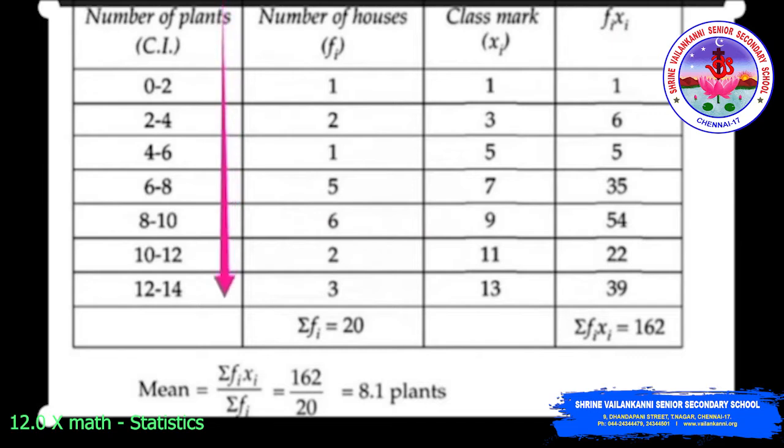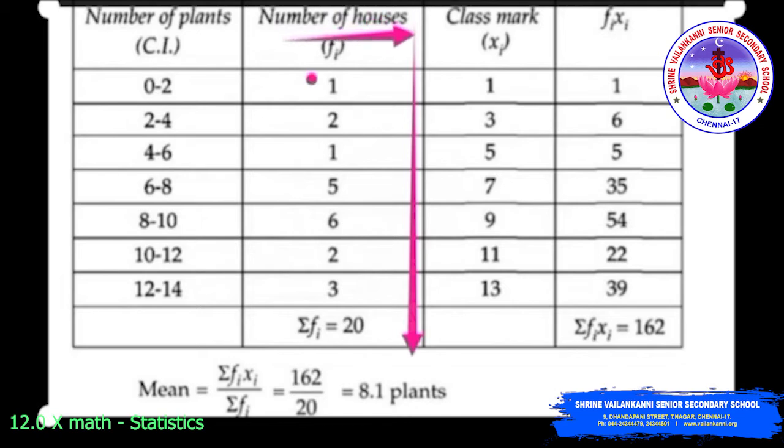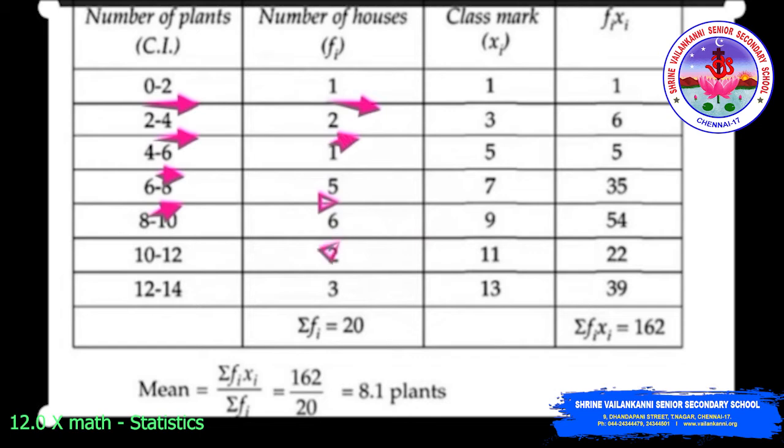In the first column, I am writing the number of plants arranged in class intervals: 0 to 2, 2 to 4, 4 to 6, 6 to 8, 8 to 10, 10 to 12 and 12 to 14. In the second column, I am writing the number of houses which is given, calling it fi, the frequency. For the interval 0 to 2 it is 1, for 2 to 4 it is 2, 4 to 6 it is 1, 6 to 8 it is 5, 8 to 10 it is 6, 10 to 12 it is 2, and 12 to 14 it is 3.